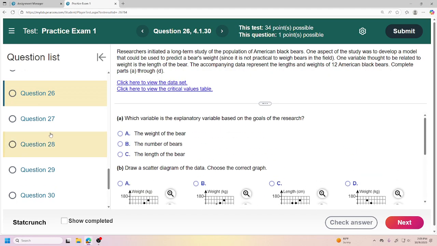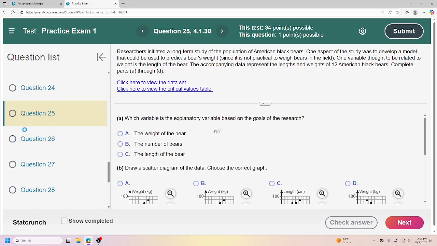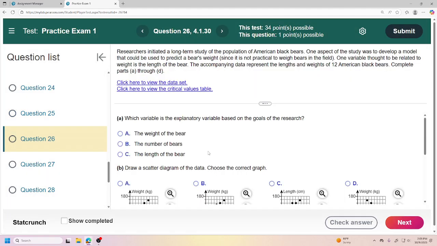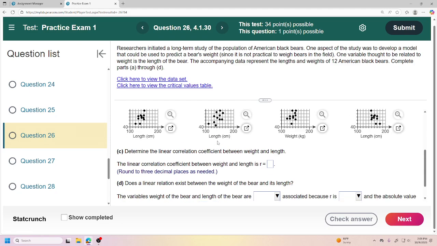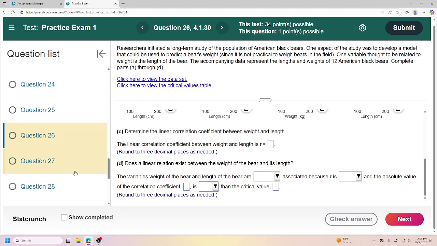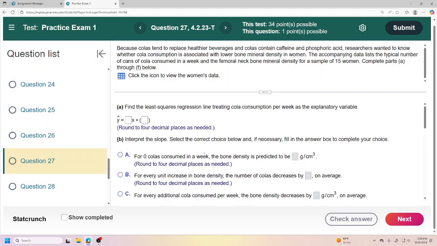Did we do that? I don't think we did the bears yet. Okay, we just did that one. Okay, here we go. Bears. So they're wanting the same thing. Copy paste. I'm gonna let that one go. For time's sake, I'm gonna keep cruising, okay?